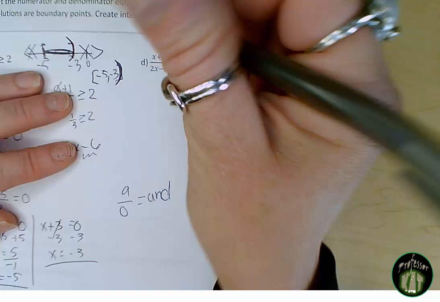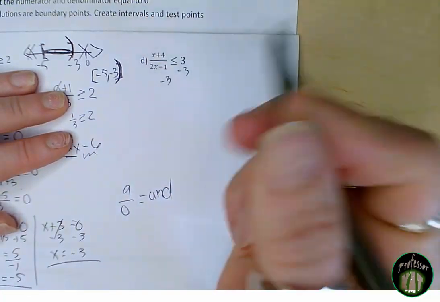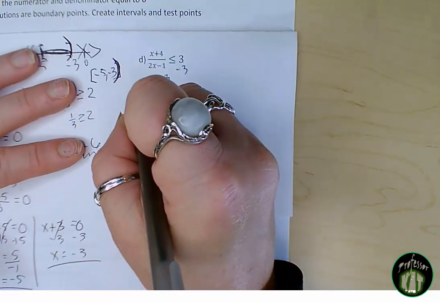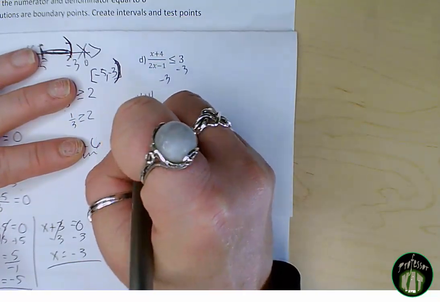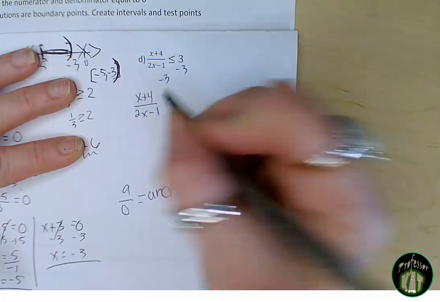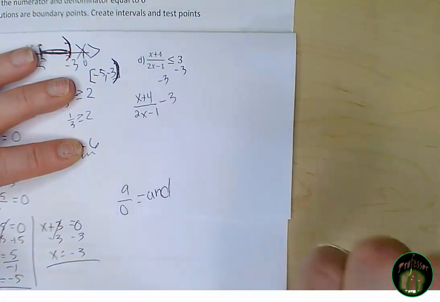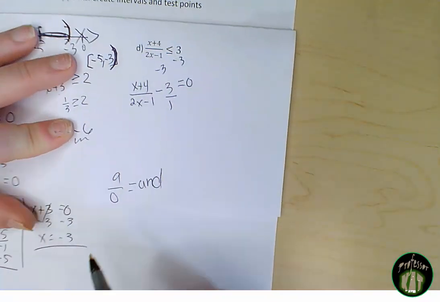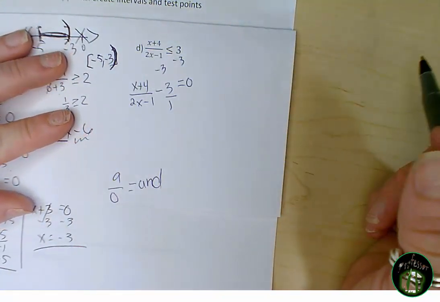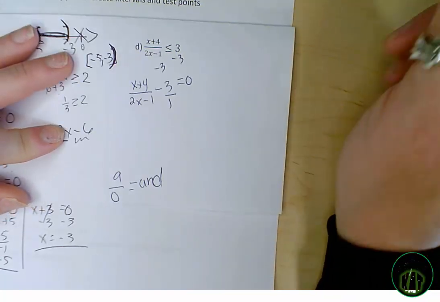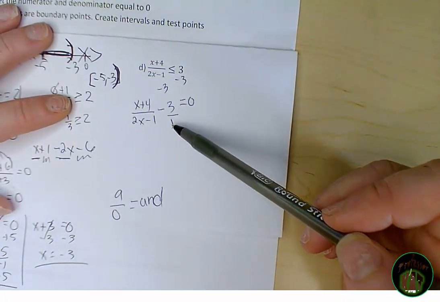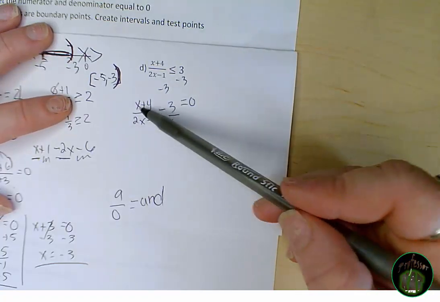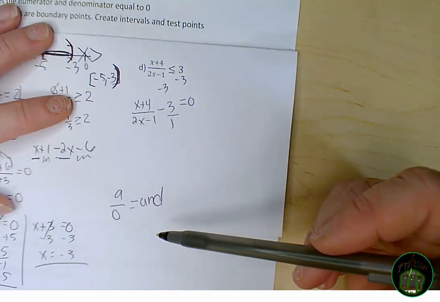So let's do that one more time. Let's move the 3 over to the other side, right? And switch our inequality symbol to an equal sign. So this is going to look like (x plus 4) over (2x minus 1) minus the 3 we just moved over is equal to 0. That 3 is going to become 3 over 1, which means we do need to get common denominators. Keep in mind, the common denominator of 1 and anything else is that anything else. So 2x minus 1 is our common denominator here.